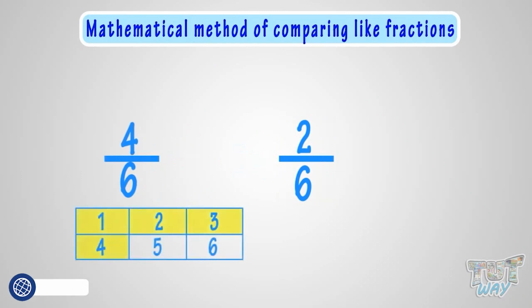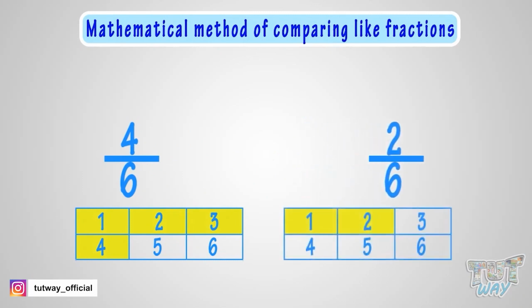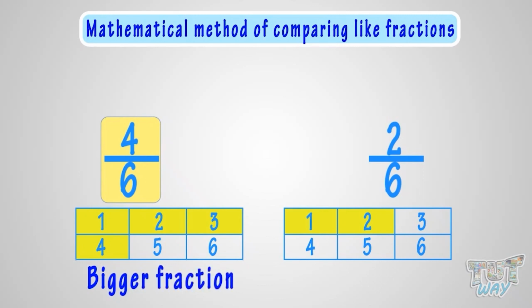4/6 means 4 parts out of 6 equal parts. 2/6 means 2 parts out of 6 equal parts. So we can visually see that 4/6 is a bigger fraction than 2/6. Good! So what have we learned?